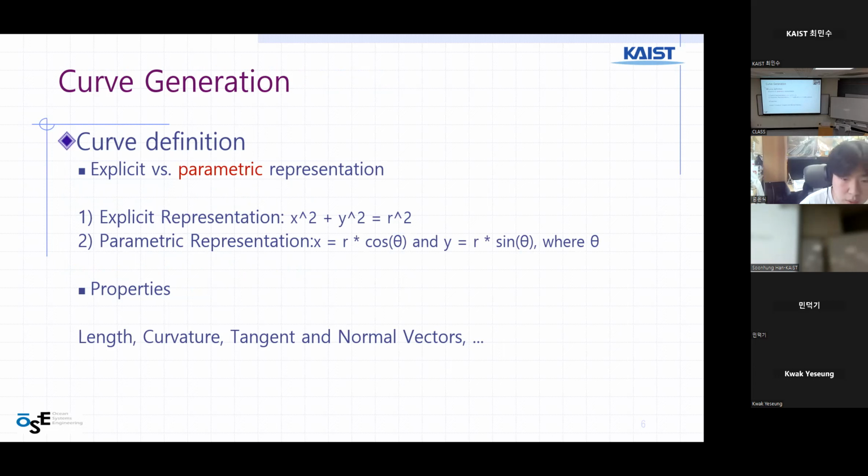Curves can take on various shapes and forms, such as lines, circles, spirals, and more complex or irregular patterns.